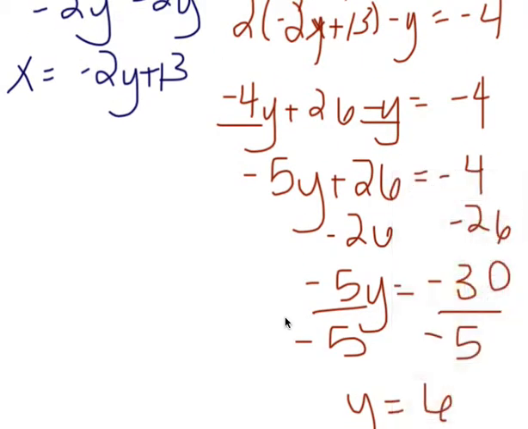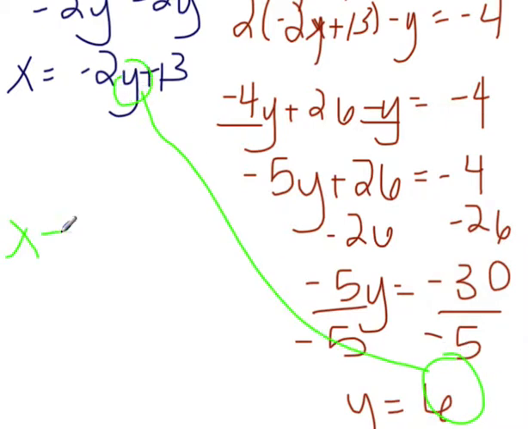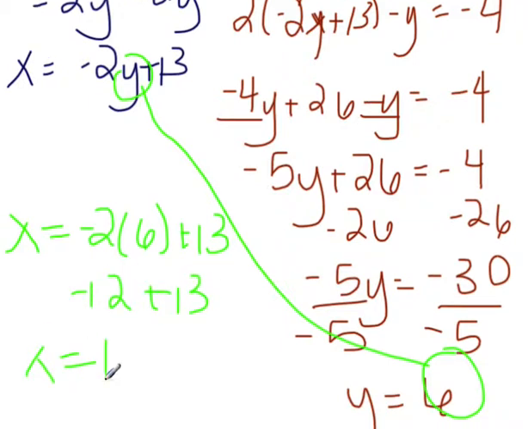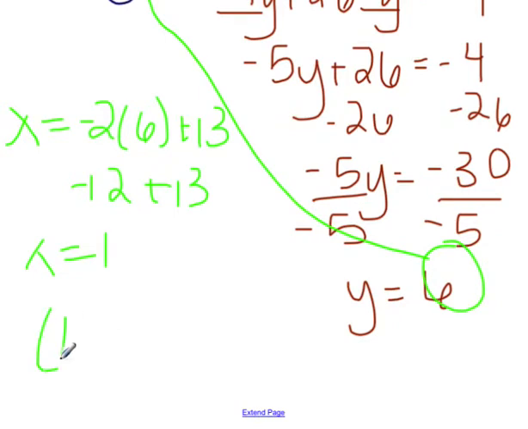So where I see y, way up here, I can plug in 6. So I get x is equal to negative 2 times 6 plus 13. Okay, so then I get negative 12 plus 13. So then I get that x is equal to 1. So now I can write that out as a coordinate point. First my x, then my y. So that's (1, 6). Cool.